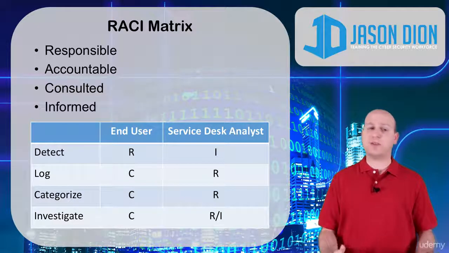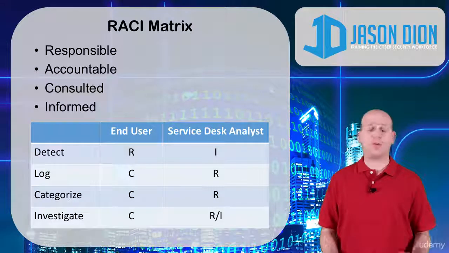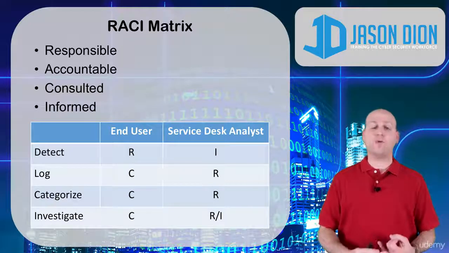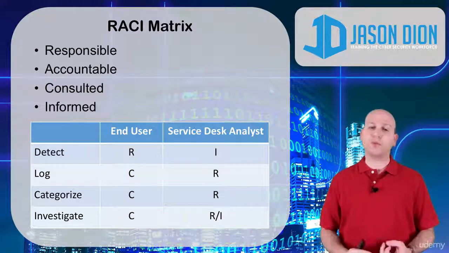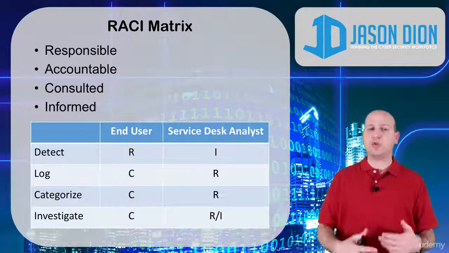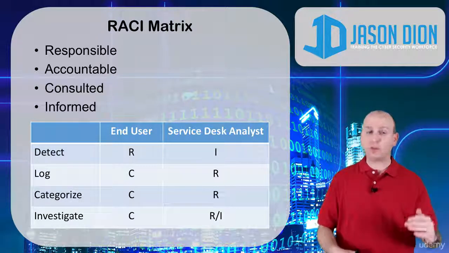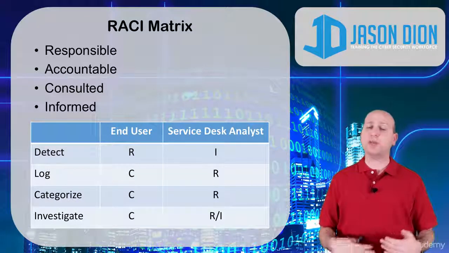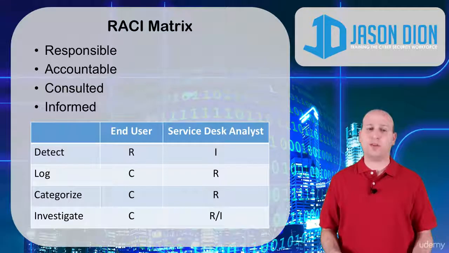And lastly, investigate. So again, the customer is going to be consulted and kept in the loop and told, hey, we took your computer because it had a virus, we're cleaning it up, we're fixing it. The service desk analyst, on the other hand, is responsible for fixing it and investigating it, but they also are informed by the customer. So they have multiple roles there. So that's what we see with that RACI matrix: each of these roles, and we can look at this across all the different functions and all the different roles, so we can make sure that we understand who is responsible for each. And this helps us identify those gaps and those seams.